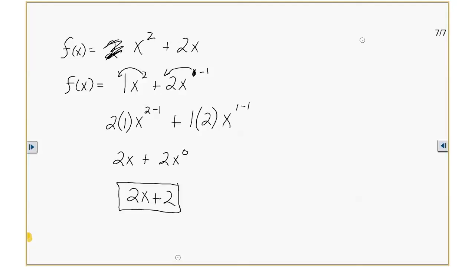Y'all were supposed to soak that in and enjoy that moment. You didn't do that. You're not following my lead here. Definitely 100% easier. What was your question? The 2x to the 0, where does the x go away? Well, what's x to the 0? Okay, I understand. 1.